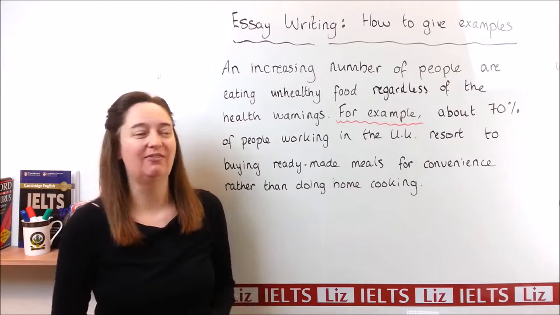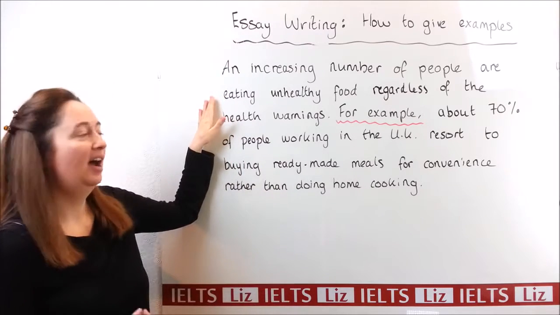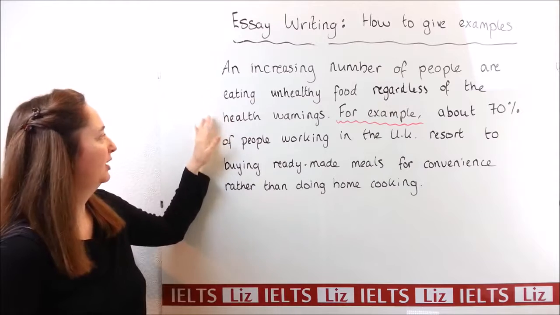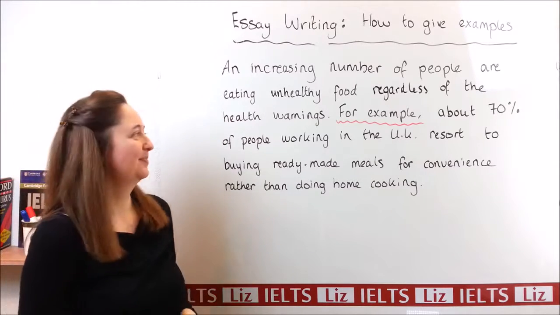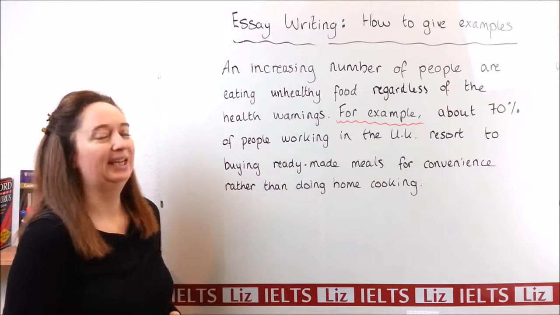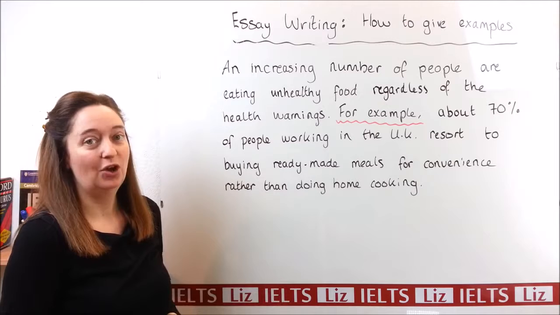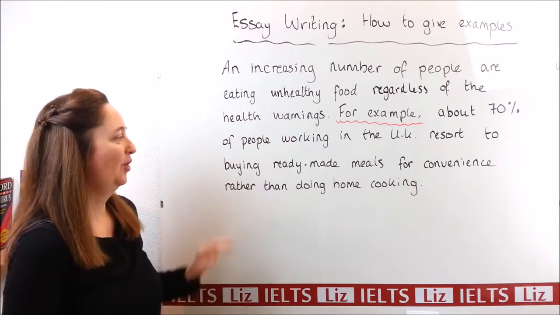Another way to give examples. An increasing number of people are eating unhealthy food, regardless of the health warnings. For example, about 70% of people working in the UK resort to buying ready-made meals for convenience rather than doing home cooking.